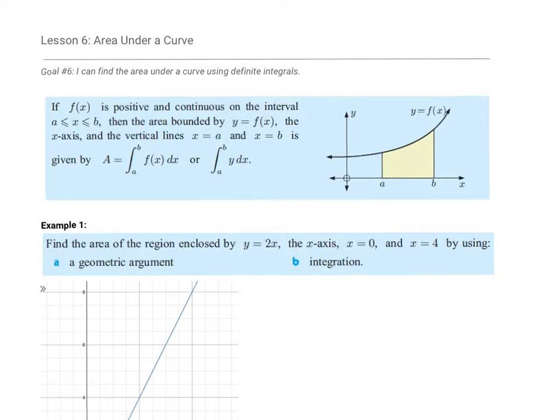So all of this up here is just telling us that we're looking for the area under a curve between 2 points A and B, and in order to find that area, we find the definite integral of our function, y equals f of x, between A and B. So let's dive right into some examples here.